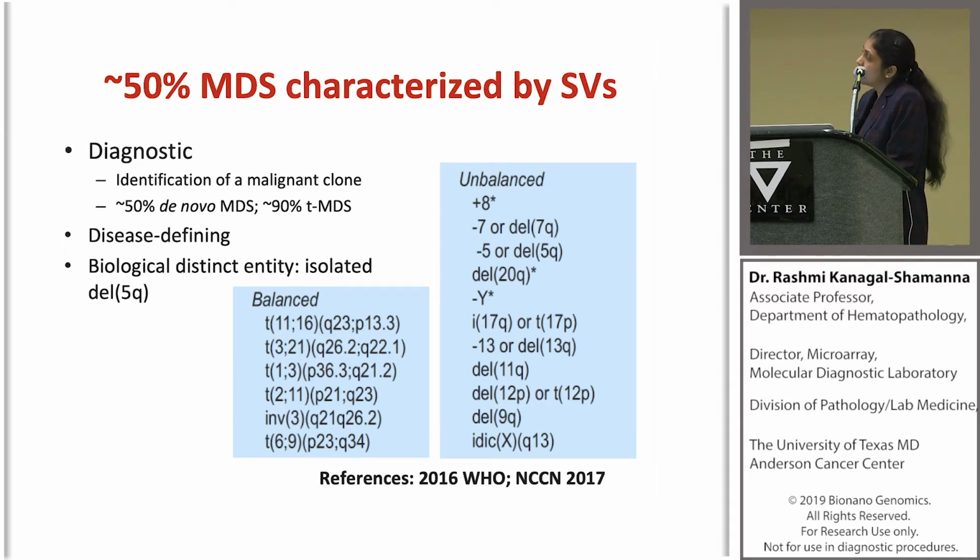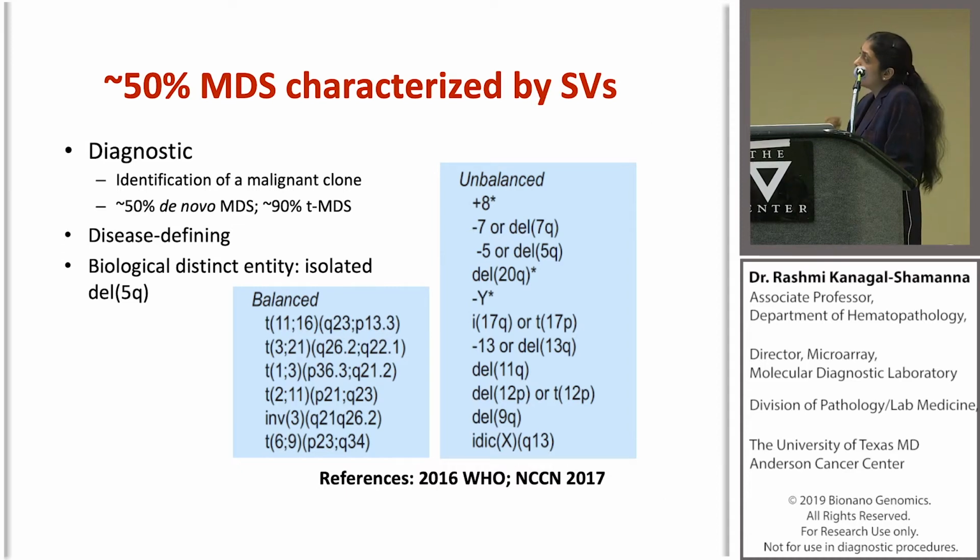In fact, the WHO has issued a list of abnormalities, both balanced translocations as well as unbalanced abnormalities. They call these presumptively diagnostic for MDS in any patient with cytopenia. So if we have a patient with unexplained cytopenias and we are not able to characterize the dysplasia, but we see one of these abnormalities, it's an automatic diagnosis of MDS and the patient needs therapy.